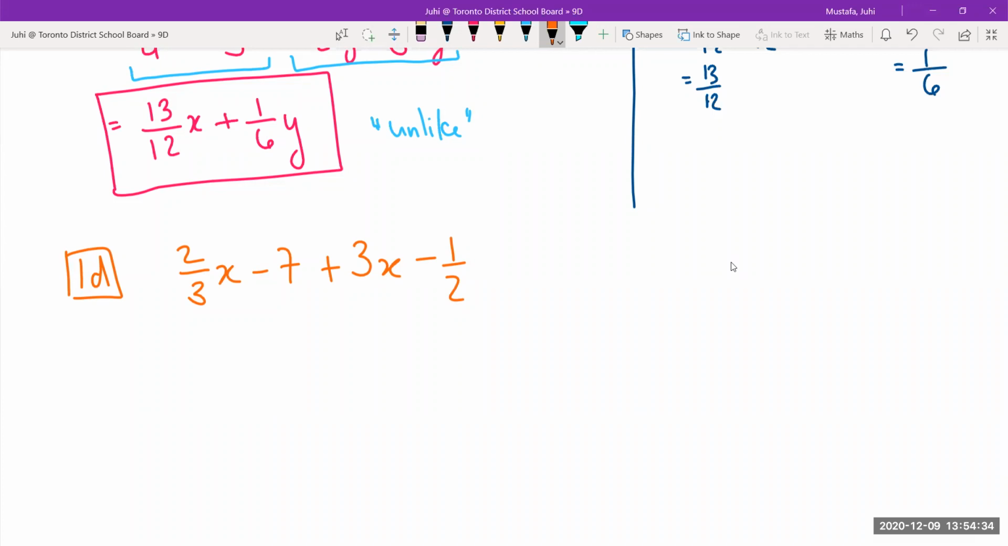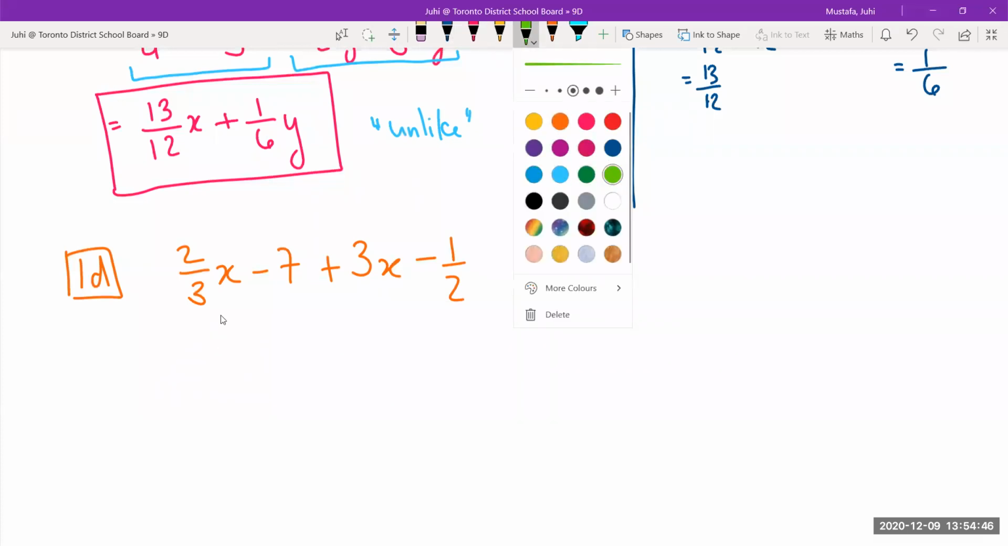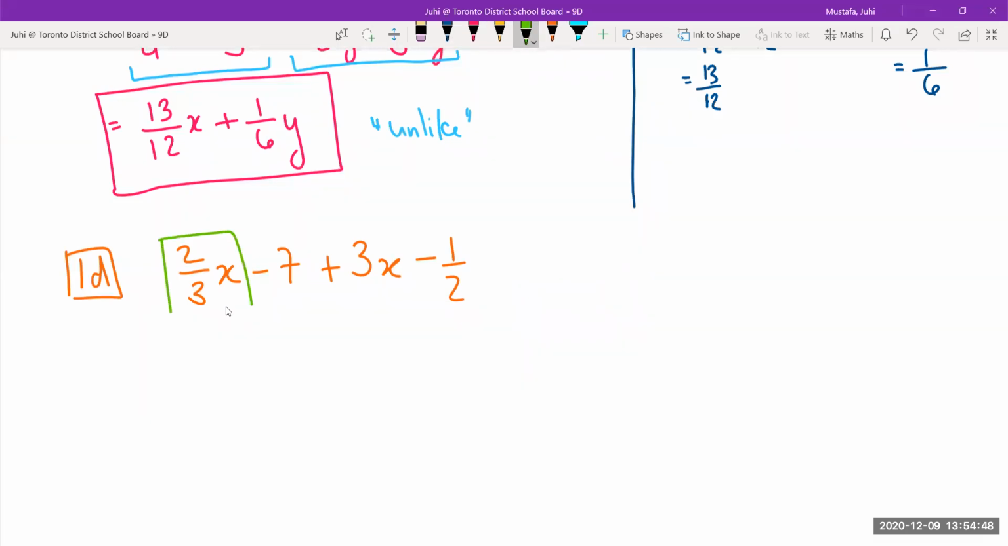Okay, so again, we're going to start off by collecting our like terms. For all of us, we're all doing the same question. It's going to be 2 over 3x plus 3x, and then you have a constant and you have another constant here. So when we collect those like terms, we're going to first start with 2 over 3x.